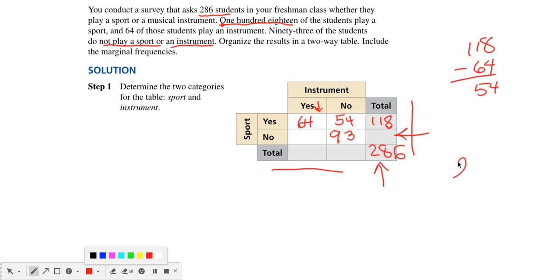So my arithmetic in this case should be the total, which is 286, that adds down the column. So right here, right? Down the column should total up to the big number in the corner where everything is totaled up. That means sport yes and sport no would actually total up to the total amount of students. And so we get to take 286 minus 118.